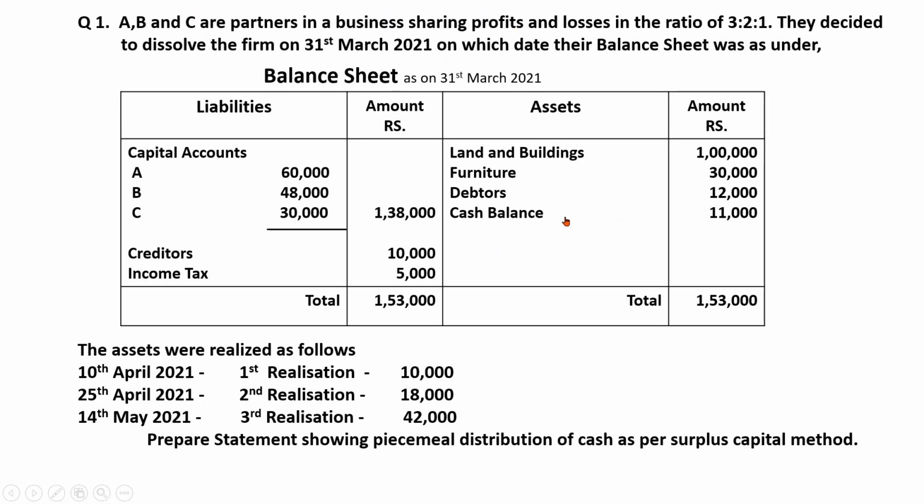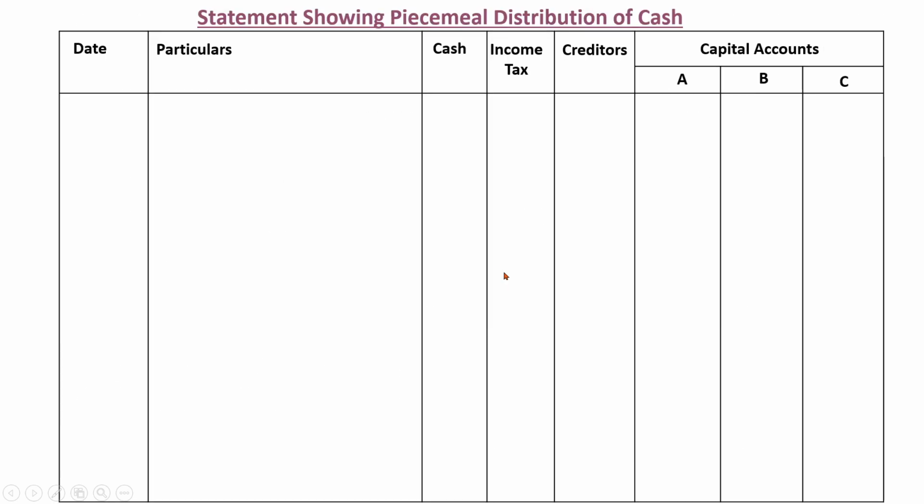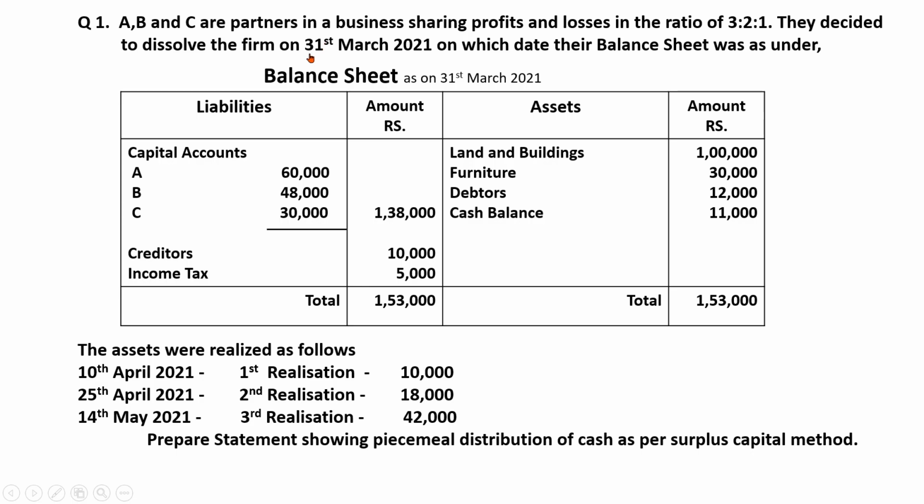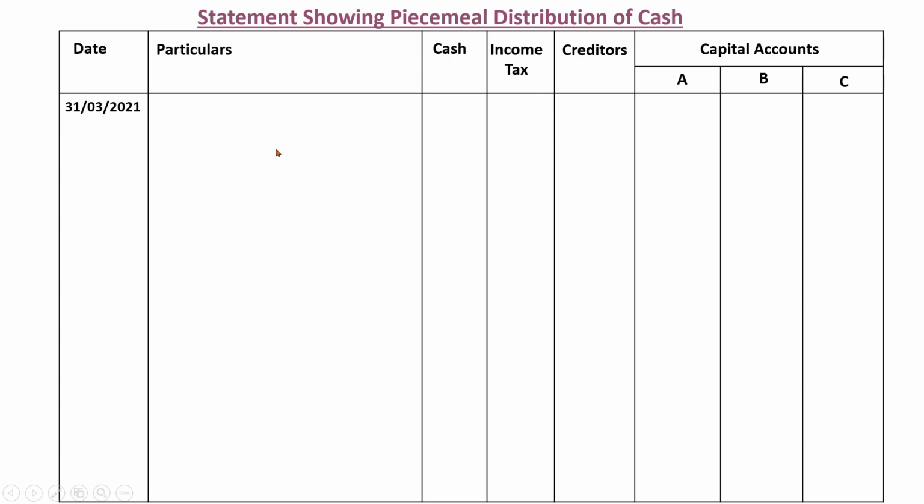So here as per the balance sheet, we have 11,000 rupees of cash balance, then creditors are 10,000, income tax 5,000, and capital account includes A's capital 60,000, B's capital 48,000, and C's capital is 30,000. Now let us record this. Here we need to record the date, and we have taken the date 31st March 2021, because on this date partners decided to dissolve their firm. In the question you can see that they decided to dissolve the firm on 31st March 2021. So this is the date of the dissolution.